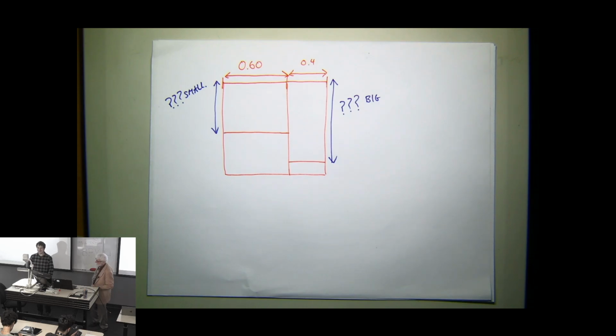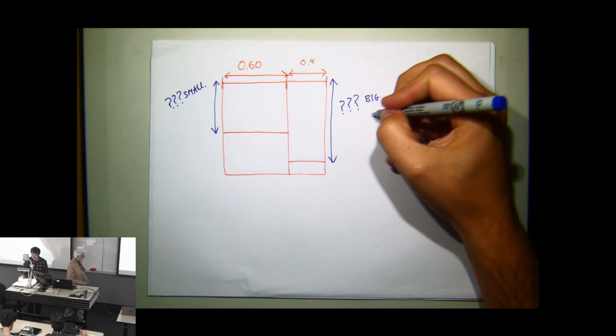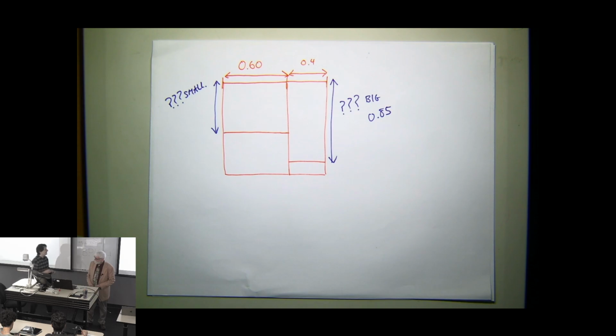Okay, let's come back together. You can put your hand up if you know what this tall height is. Yeah, in the second row. 0.85. It's 0.85. And actually, it's right there in the stuff that's given to us.